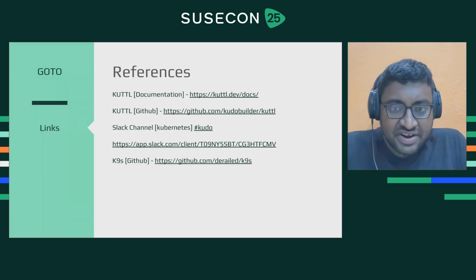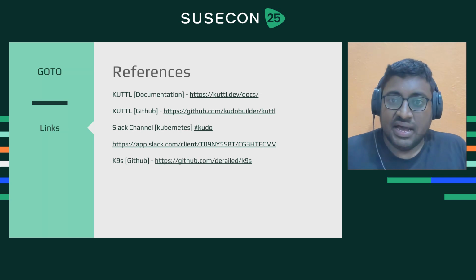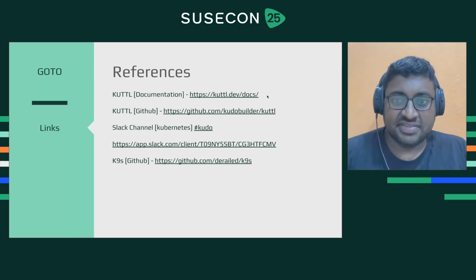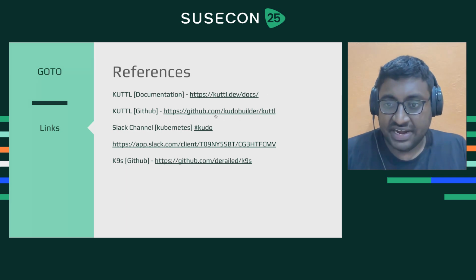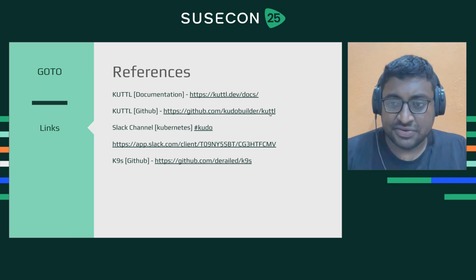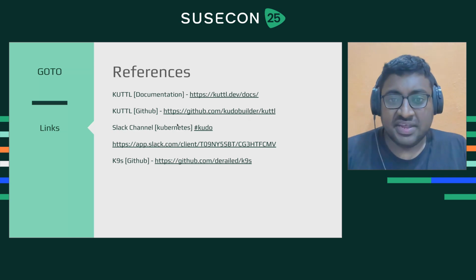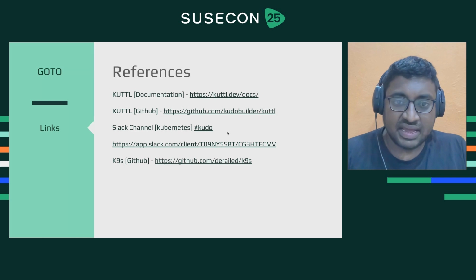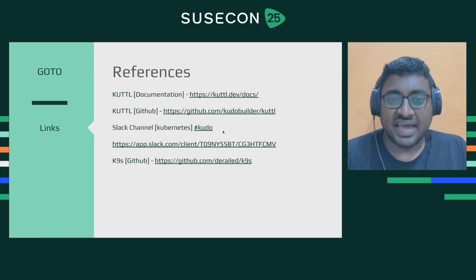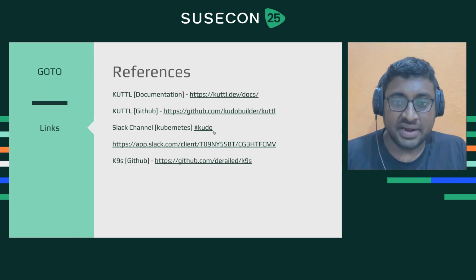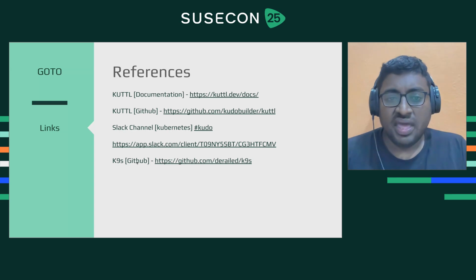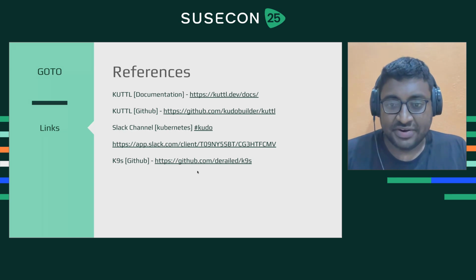So the reference that I have for Kuttl is the Kuttl dev docs. This is an open source tool, a CNCF graduated product. And you can refer to this GitHub page where you have the Kuttl source code and the binaries. And there is a dedicated Slack channel for Kuttl called Kudo. As I initially told, it's part of the Kudo builder. So the name is just the Kudo Slack channel.